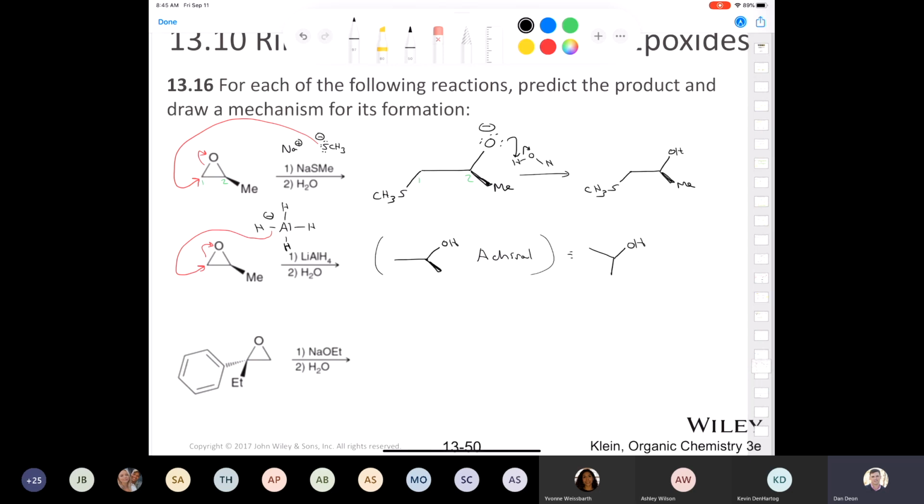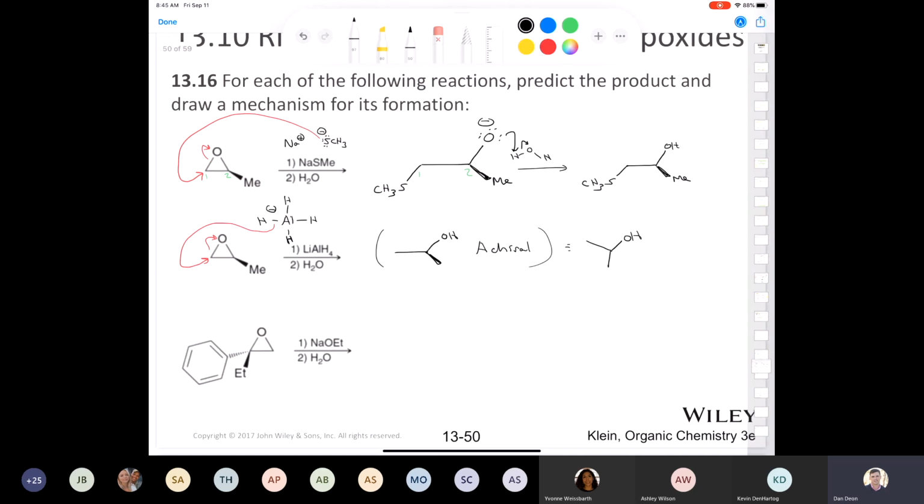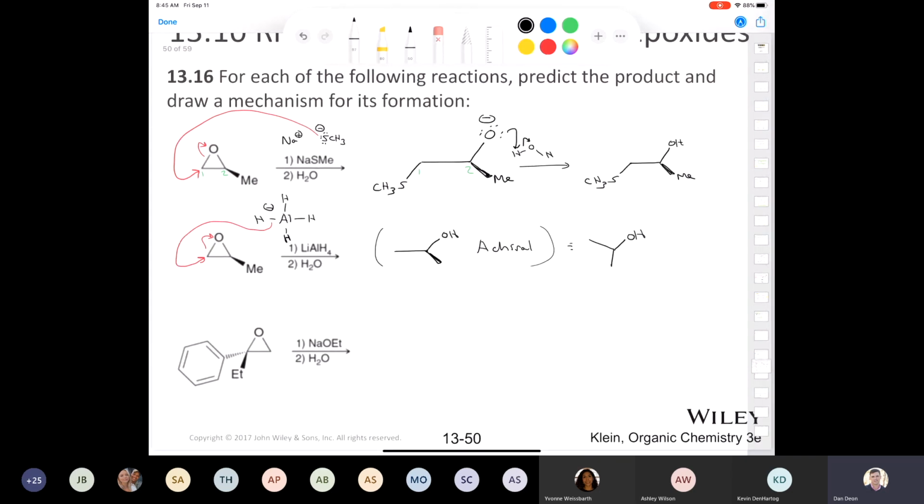And let's try the last one. I have sodium ethoxide, right? That's a strong nucleophile. We could draw the Lewis structure. I'll just draw the ethoxide. I'm not even going to write sodium. That's really getting lazy, but whatever. Anyhow, we're going to attack the least hindered carbon like that. Remember, this is carbons 1 and 2.